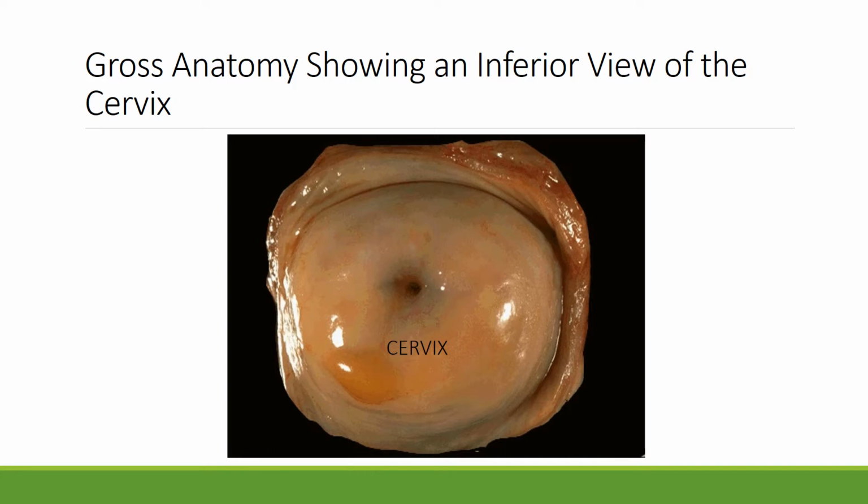This slide shows you an inferior view of the cervix. The cervix of the uterus is the tapered inferior region. Its name, cervix, comes from the Latin word meaning neck because of its role as the narrow connection between the larger body of the uterus, which is above, and the vagina, which is below. The cervix plays a very important role in the control of movement into and out of the uterus, in the protection of the fetus during pregnancy, and in the delivery of the fetus during childbirth.